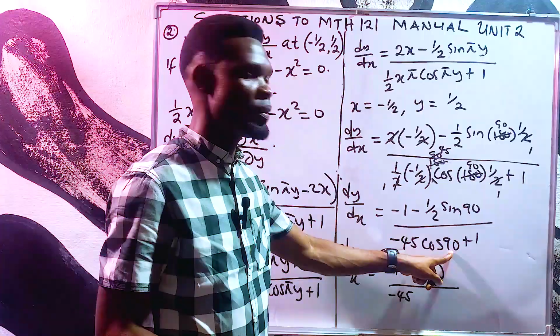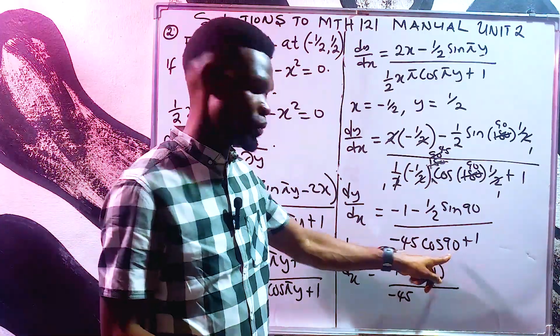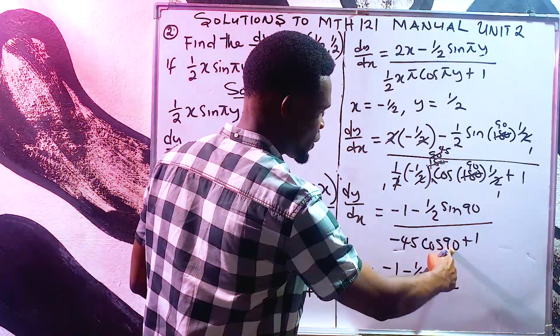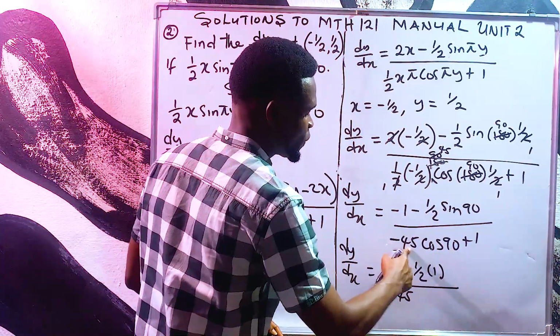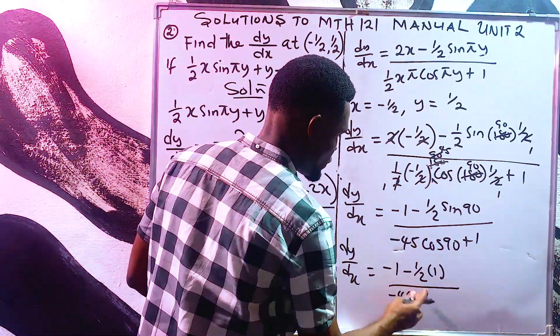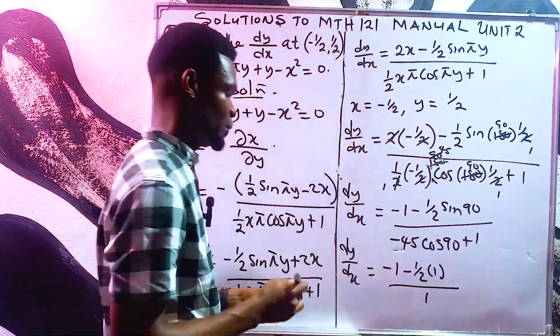Now cos 90 definitely will give you 0. So that is times 0. This is cos 90, which is 0. 0 times minus 45 is 0. Then 0 plus 1 is 1. So the denominator is simply 1.